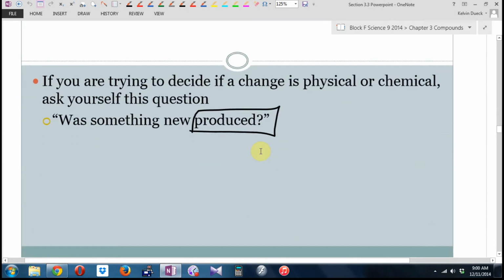And here is the key idea where we left off, I think. If you're trying to decide if a change is physical or chemical, can you put a star next to this? That's really going on your test. I'm going to give you some situations and I'm going to say, tell me, physical or chemical? And really what you're saying to yourself is, was something new produced or not?